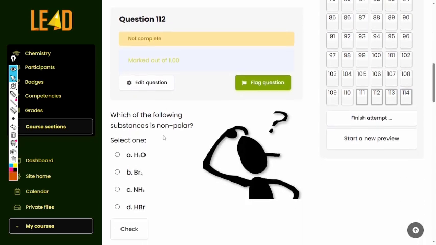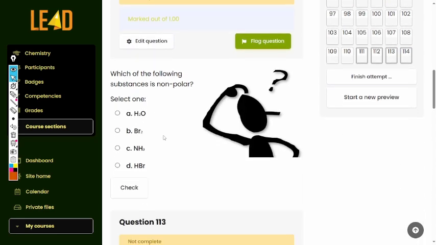Question 112. Which of the following substances is non-polar? A non-polar substance will be formed between two atoms that are the same, because if they are the same, then their electronegativity values are the same. So the difference in the electronegativity value will be 0, and that tells us that the electrons between them are shared equally. So that would apply to the bromine molecule here. We have two bromine atoms coming together, and they equally share the electrons between them, so you won't have a polar molecule or a polar substance.